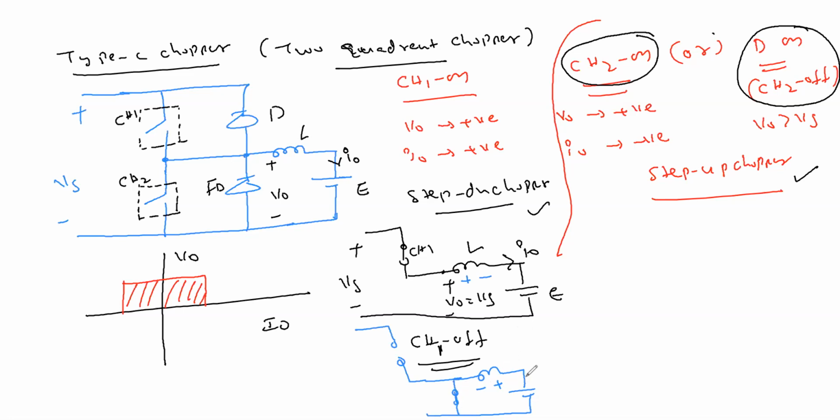Then what will happen? V0 is 0 here now. V0 is 0, but what about the current? I want to take the current direction here now. Will the current direction go in the same direction? Understood? Please understand here now. This is how the current direction is.